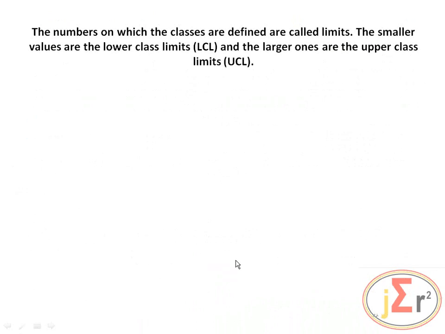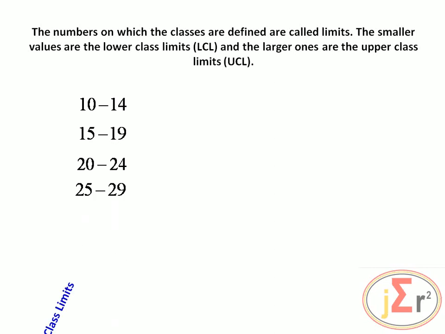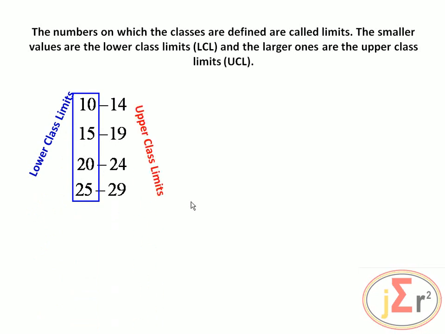The numbers on which the classes are defined are called limits. The smaller values are the lower class limits, and the larger ones are the upper class limits. So here we have the lower class limits, the numbers that the classes are defined on. Then we have the upper class limits, the larger numbers that each class is defined on.